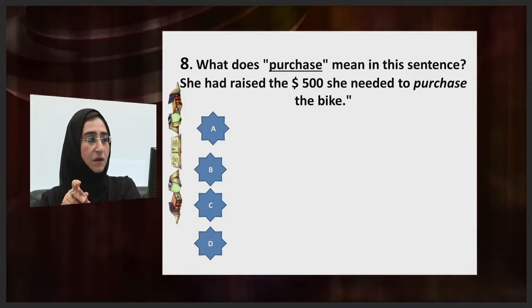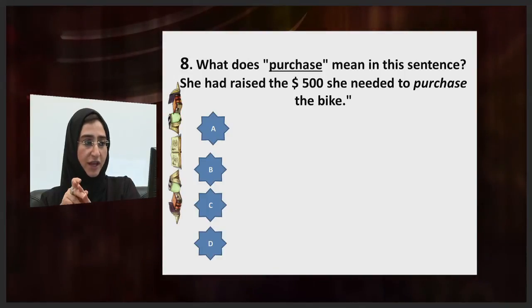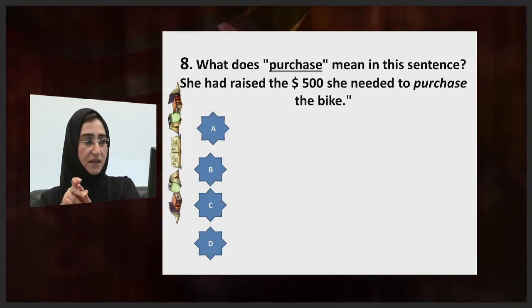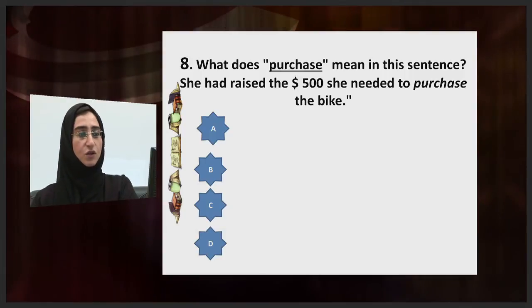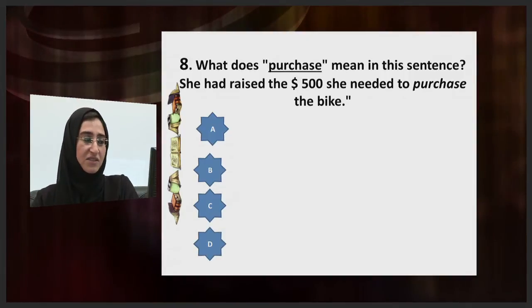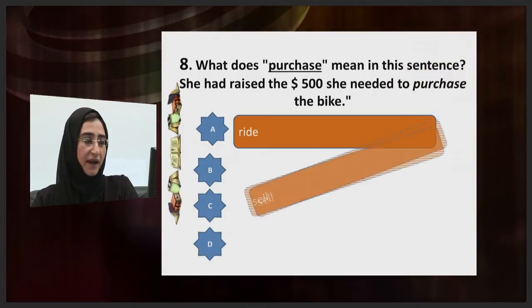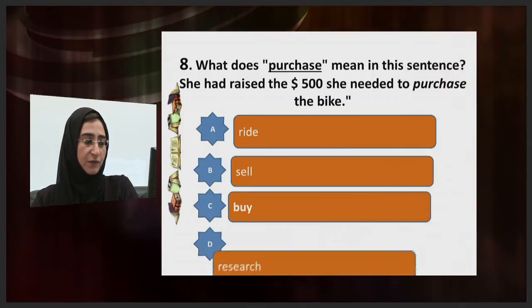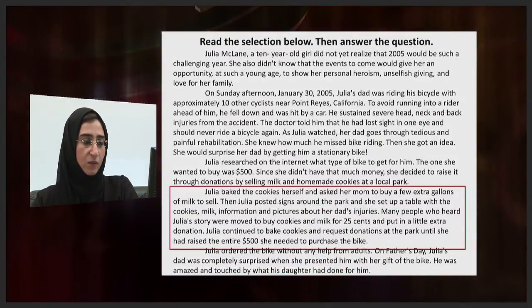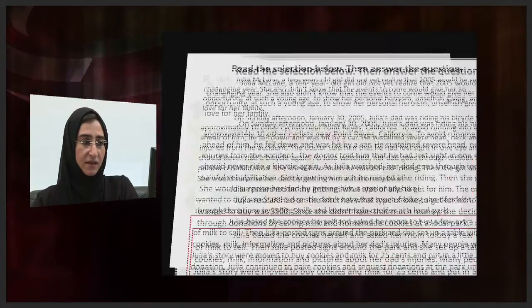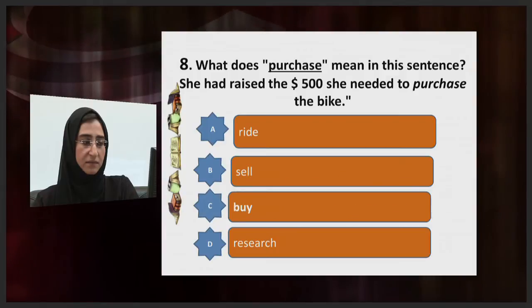Let's move to the next one. Number 8. What does purchase mean in this sentence? She had raised the $500, she needed to purchase the bike. The distractors are write, sell, buy, research. Let's go back to the text. Search for the word, guess the meaning through the context, purchase. The answer is buy.